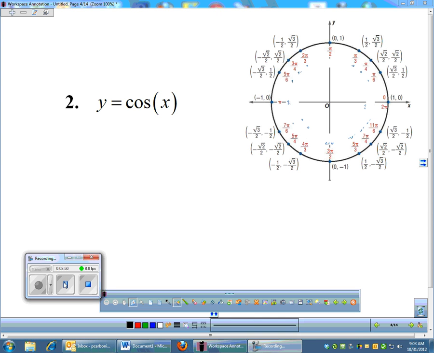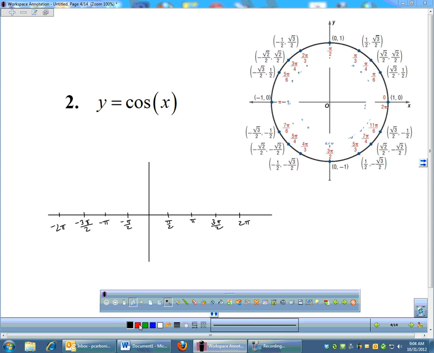Pause while I do this. All right, my axes are set up, and I'll label with the angles. Remember, we do angles in radians, so those go on the x-axis. And for cosine, if you remember, your cosine is the x-coordinates.